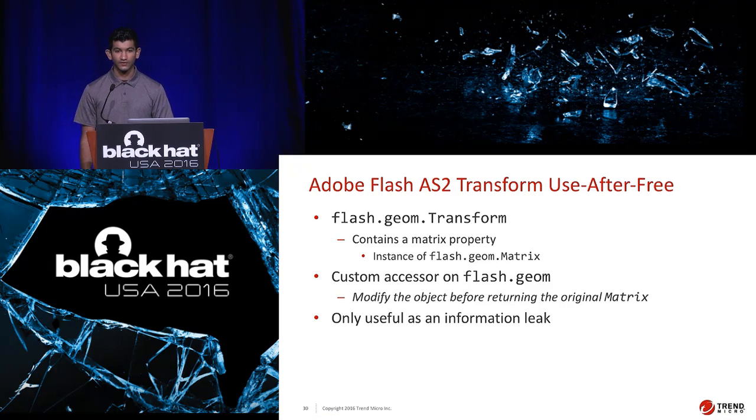The issue is that Transform objects contain a matrix property, which is just an instance of the Matrix class. And whenever you access transform.matrix, the matrix property of any Transform object, it will create a new instance of the Matrix class. The issue specifically is that ActionScript 2 is very, very lenient. And when you access the Matrix class, you can actually trigger user-defined code if you hook flash.geom and add a custom accessor method.